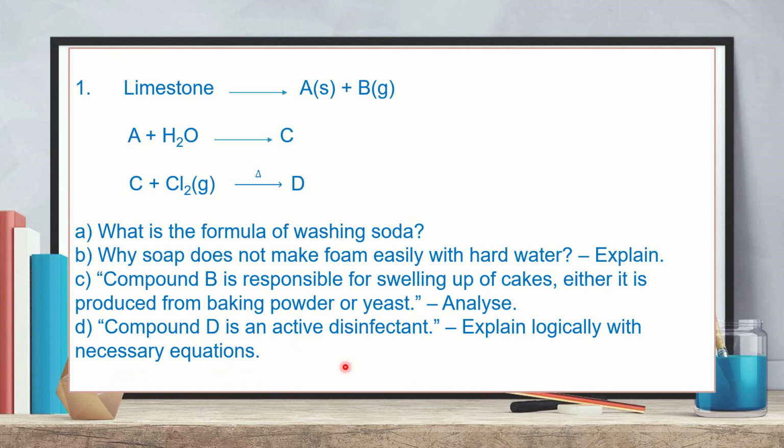Compound D is an active disinfectant. Compound D is bleaching powder. It is used to kill germs or bacteria. So here you have to explain that compound D is an active disinfectant. Explain logically with necessary equations. From there, C number question you will get in my lecture 8 and D number question you will get in lecture 11.